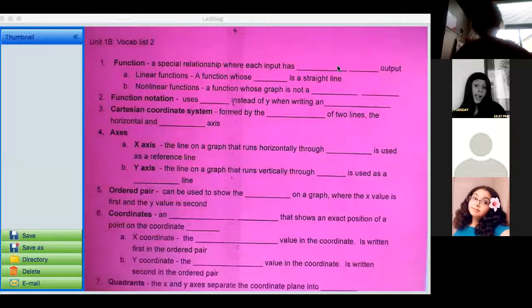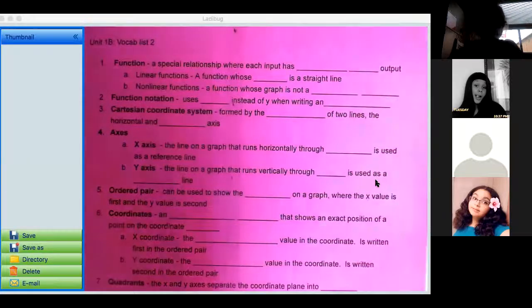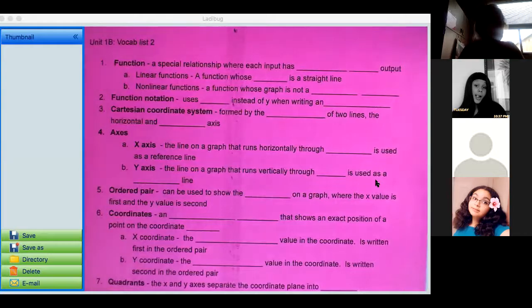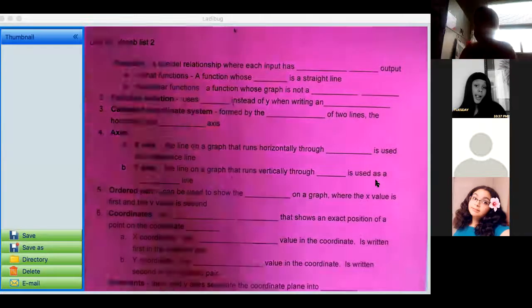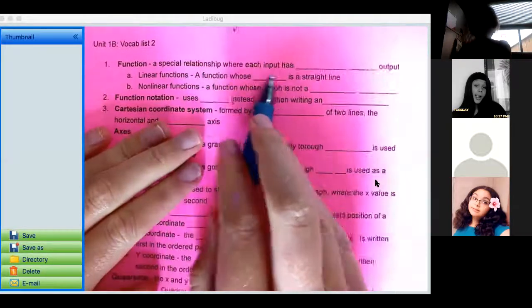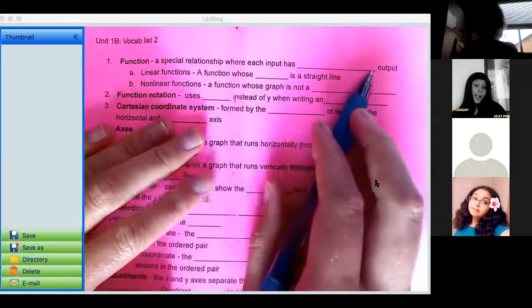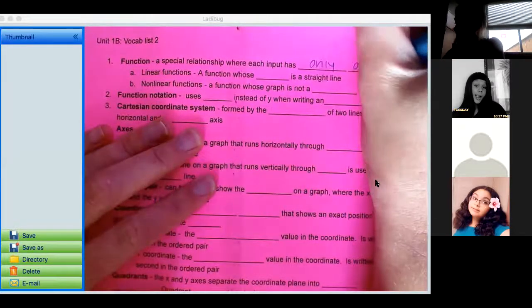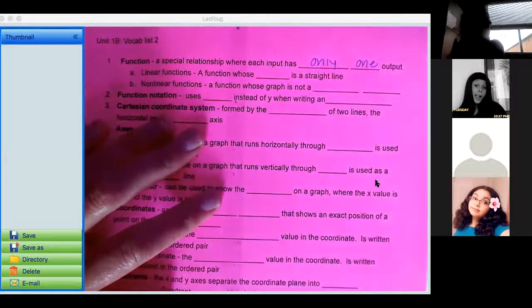All right, we should know some of these. I'm expecting you to know a decent amount of these because a lot of this is 8th grade vocab. So, function, a special relationship where each input has how many outputs? Only one. Good. You could say only one, just one, exactly one, but it's got to be one.